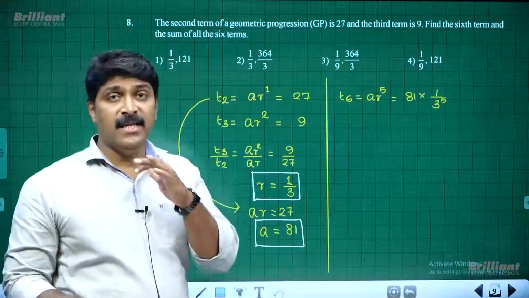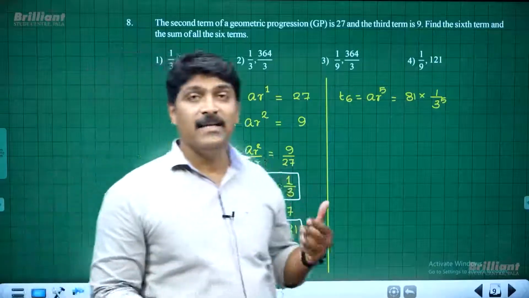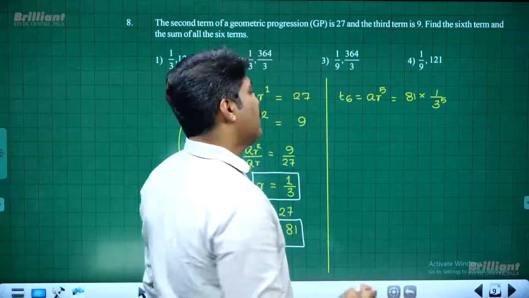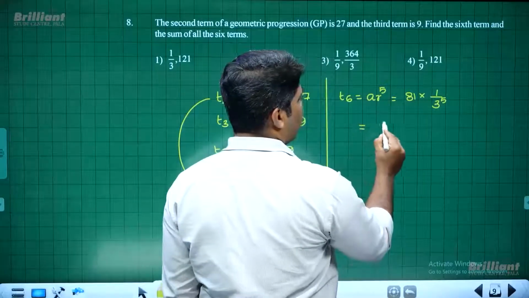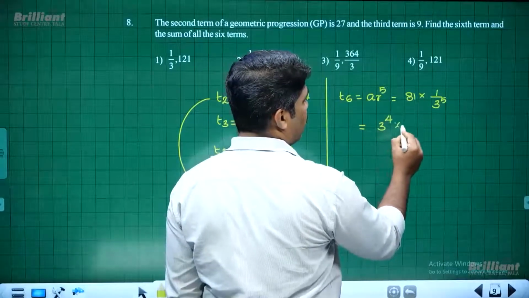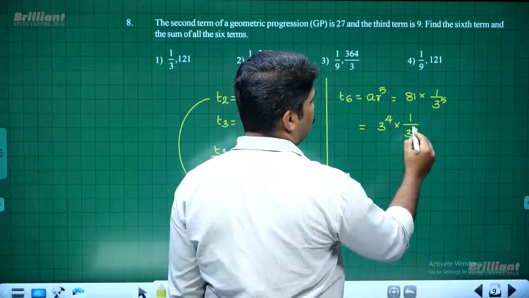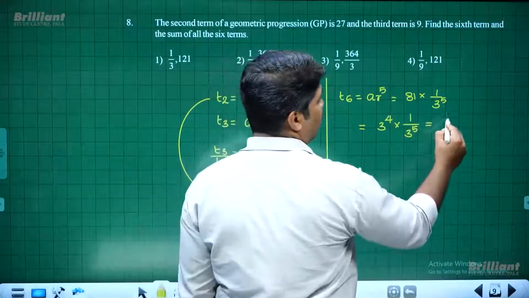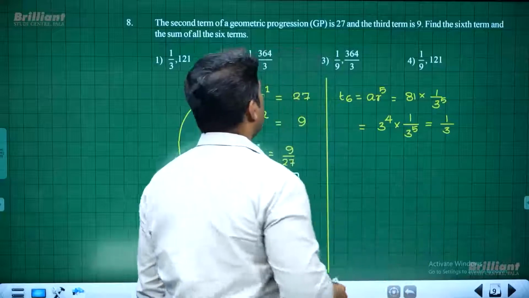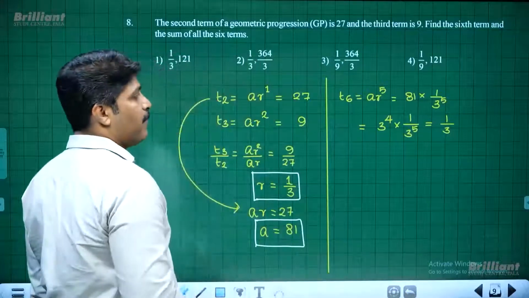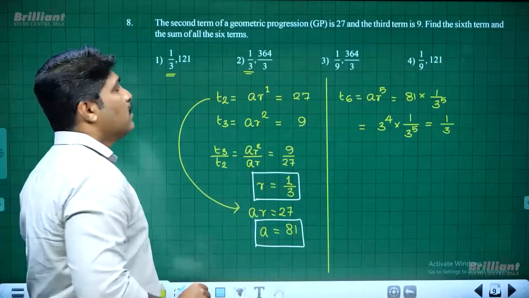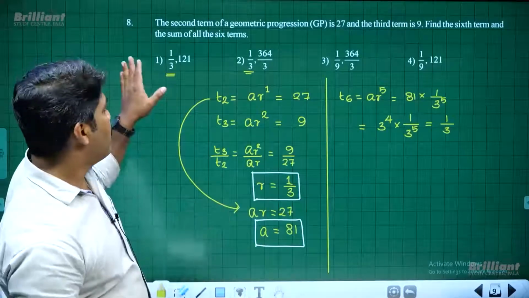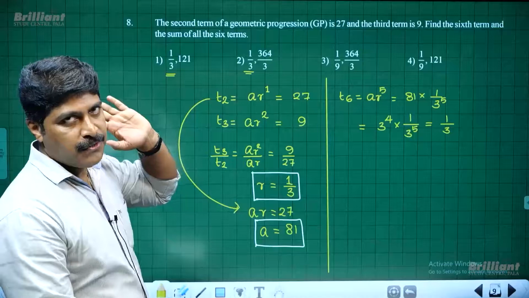Do you know how we can convert this 81 in terms of 3? This 81 is nothing but 3 raised to 4. So we can write it as 3 raised to 4 into 1 by 3 raised to 5. After simplification, this is equal to 1 by 3. Therefore the sixth term is 1 by 3. Here we reach the conclusion of either option 1 or option 2.